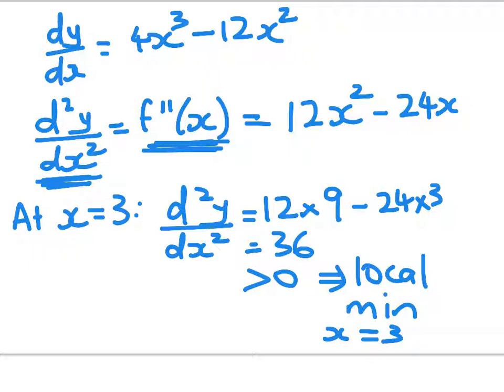But we need to make sure we've read the question. I'll just check back to the paper for what exactly we are asked to do here. Well, we're asked to find the local minimum value of the function. Now we haven't found that yet because we've just found the x value. So we need to take that x value and work out the y coordinate that goes with it. So we'll do that on a new slide.